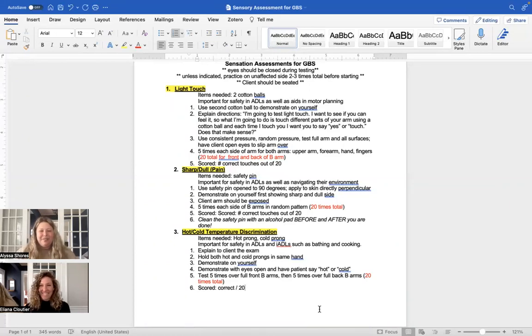Definitely light touch, which you would do on both of their arms and all of the dermatomes, and then sharp dull pain, using that safety pin to see if they can discriminate between the sharp and the dull sensation, and then hot and cold temperature discrimination, using those hot and cold prongs and seeing if they can say if it's hot or cold. And all of these are very important for safety in different ways, especially ADL safety: hot and cold discrimination with bathing and cooking, and light touch and sharp and dull with navigating their environment and fine motor skills, making sure they're not getting hurt.